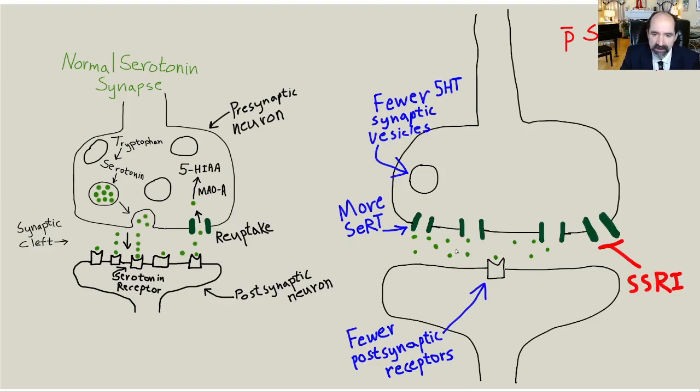Also, because the cells are able to sense when there's too much serotonin in the cleft, the postsynaptic neuron will downregulate its receptors. Over here we saw multiple receptors. Here there's only one in this example. In addition, it'll make less neurotransmitter. So the point is, there wasn't any proven neurotransmitter imbalance.